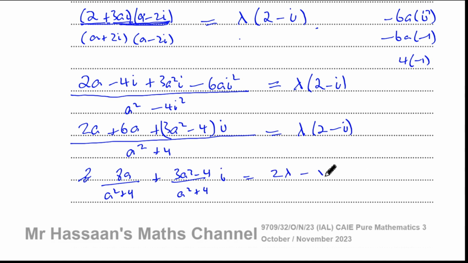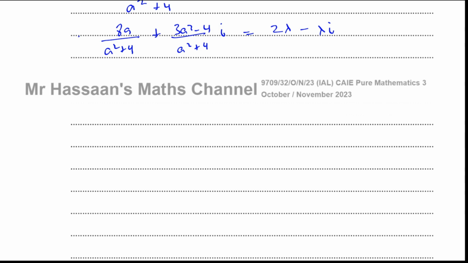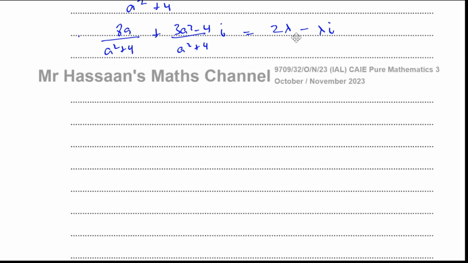lambda minus lambda i. Okay, so the way I would continue from here is I would basically compare the coefficients of lambda and i, the real and the imaginary parts, because this is the same as that. If this is the same as that, then the real parts must be the same as each other, and the imaginary parts must be the same as each other.